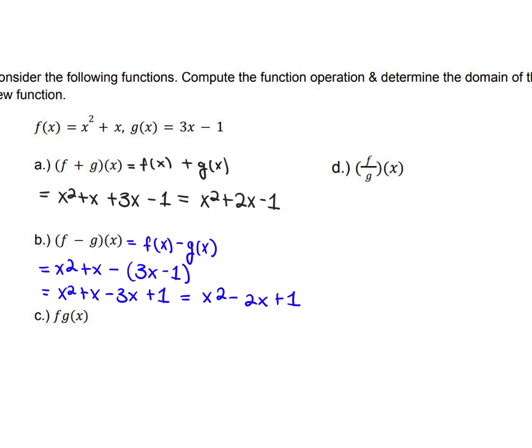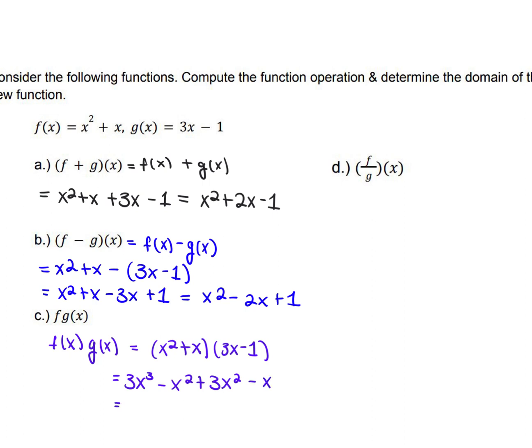For C, we have fg of x, so that's f of x times g of x. So that's x squared plus x times 3x minus 1, which is 3x cubed minus x squared plus 3x squared minus x, which is 3x cubed plus 2x squared minus x. I just realized I haven't been doing the domain for these.